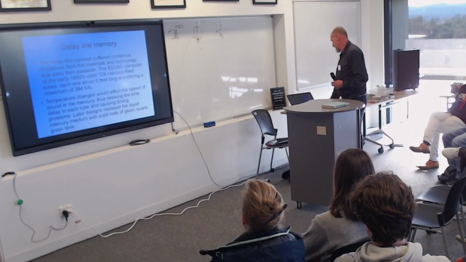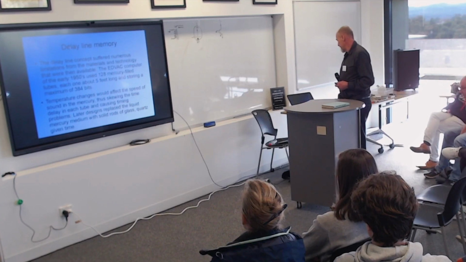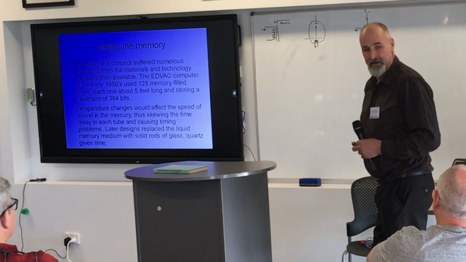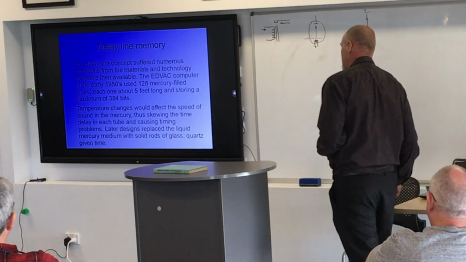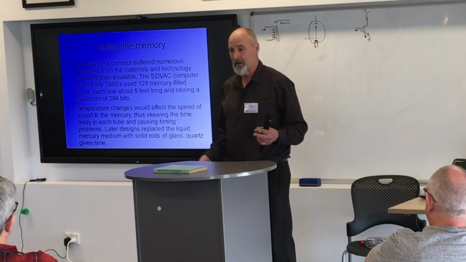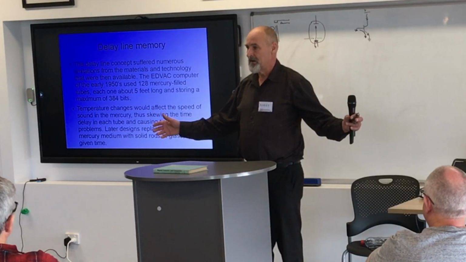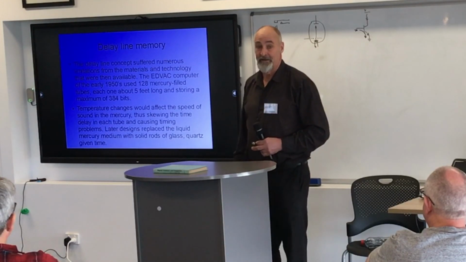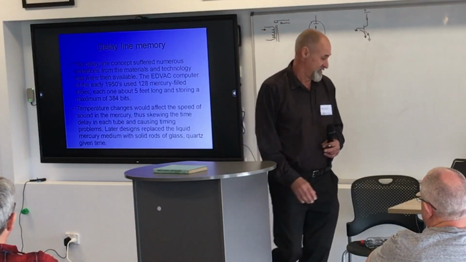So EDVAC: 128 mercury-filled tubes, 5 feet long, storing 384 bits of information. Now that's a lot of hardware for a couple of bits of info. That is crazy. The biggest problem is temperature. As the computer room heated up, the mercury expanded, and now you've got synchronizing problems, and the hardware struggled with it. So a hot computer room made unreliable computer memory.